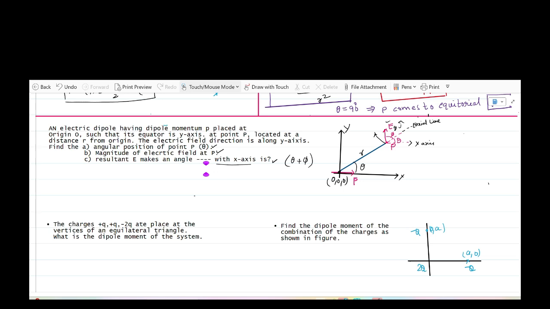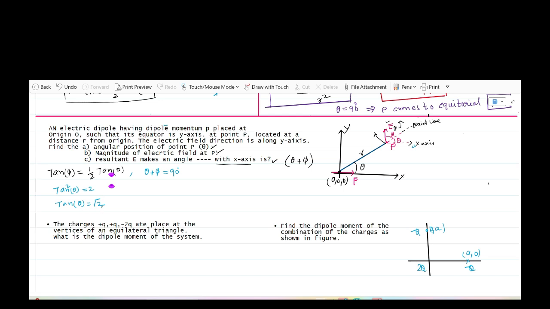I want to find out how much theta is. For that, see, we know very clearly tan phi is equal to 1 by 2 tan theta. And in the diagram as given, this is the x-axis, y-axis, so theta plus phi is equal to 90, because the x-axis and E along the y-axis, the total angle is 90. Then tan square theta is equal to 2, tan theta is equal to root 2.